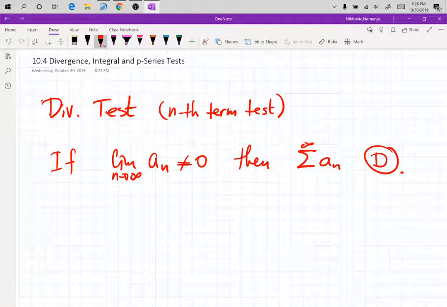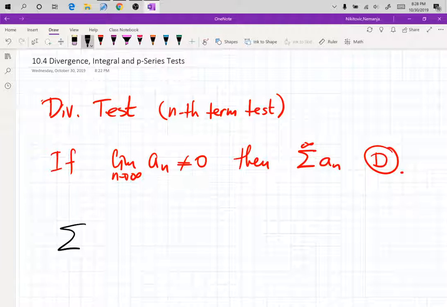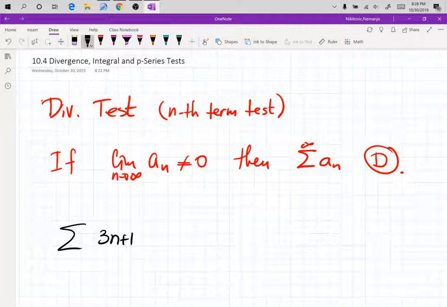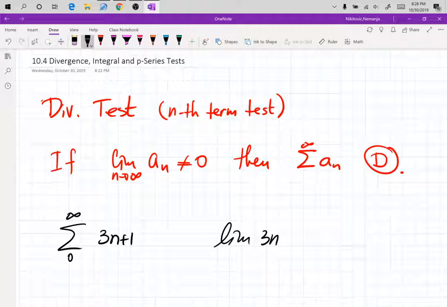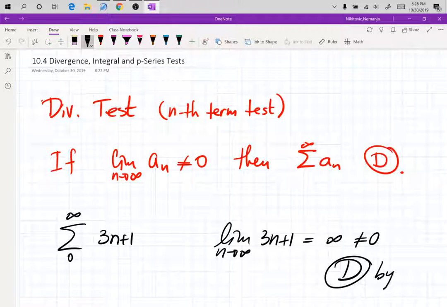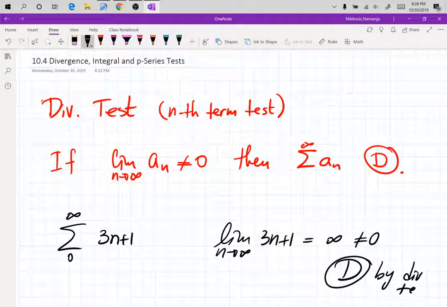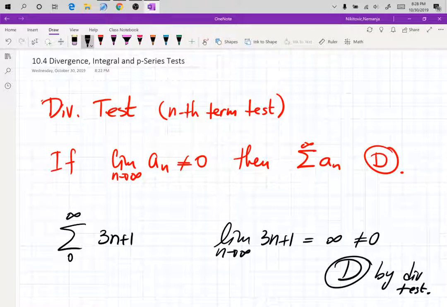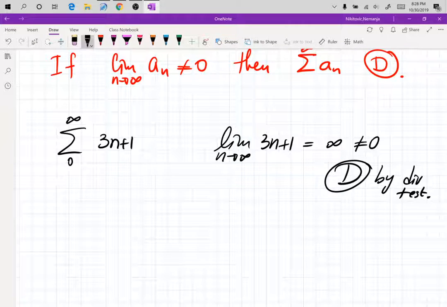So here we go. An example. Summation of 3n plus 1 going from 0 to infinity. You just go limit of 3n plus 1 as n goes to infinity is equal to infinity, not 0, diverges by divergence test. Done. That's all it is. Nothing fancy, nothing special.